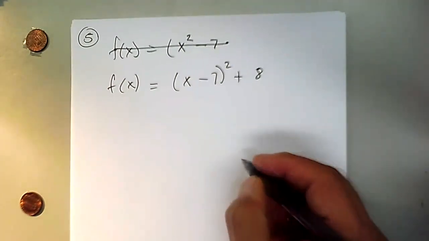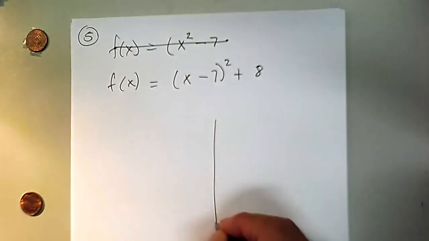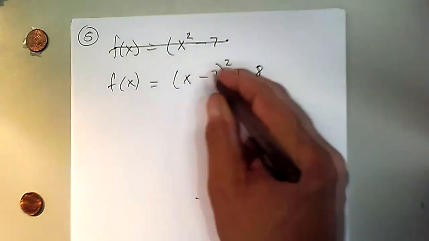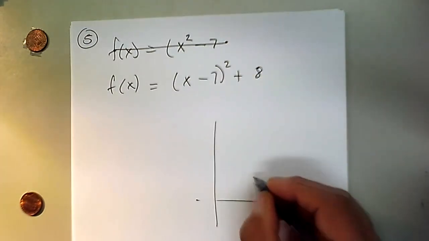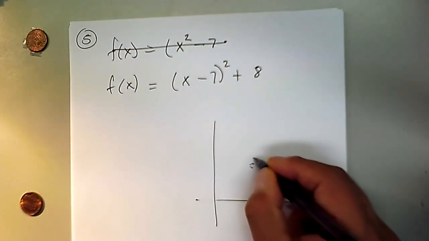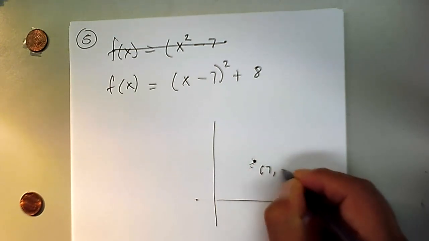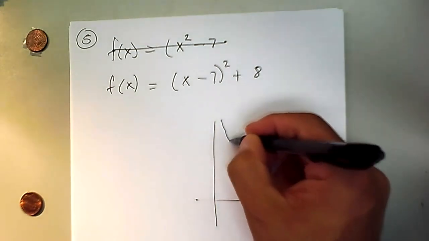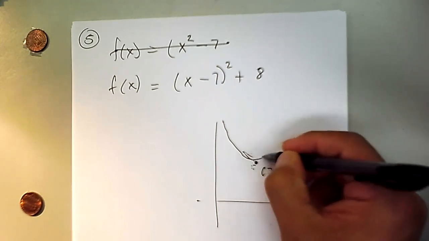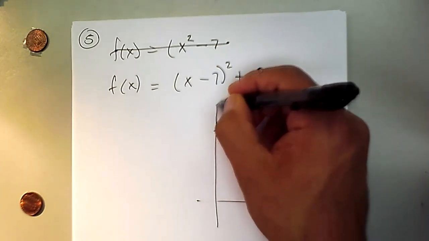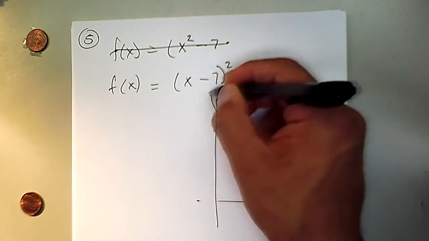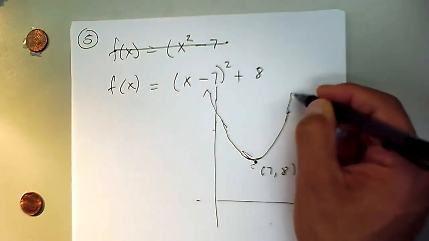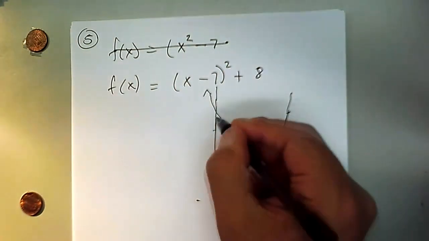All right. So without doing computations, I know that the vertex will be at (7, 8), and the parabola will open upward this way. It will eventually cross the y-axis. So here I kind of force the cross.